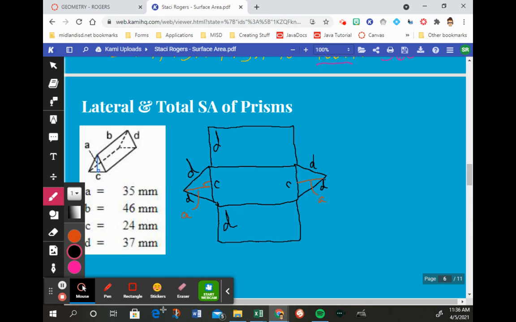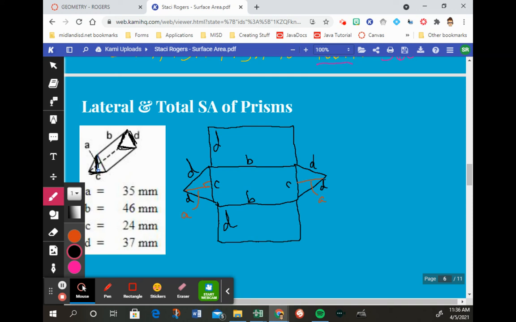What is the middle? Well, look at your picture. I did A right here in the middle. I did C, that's the base. I did D and D and C. What's left? This has to be B and B.